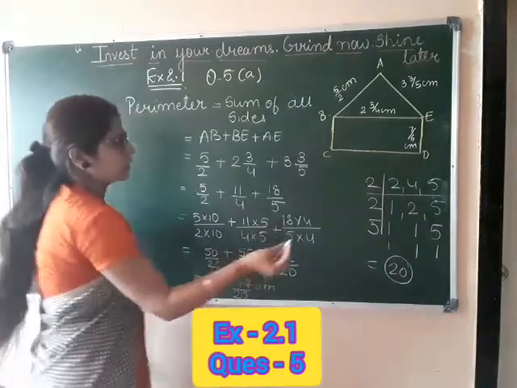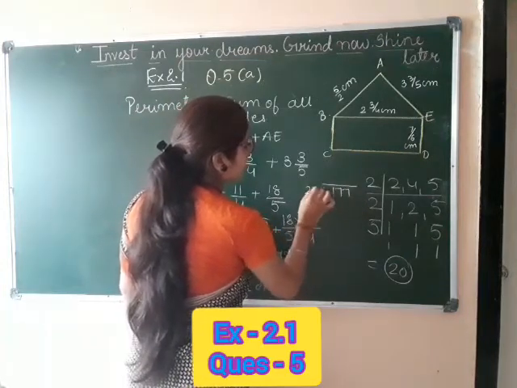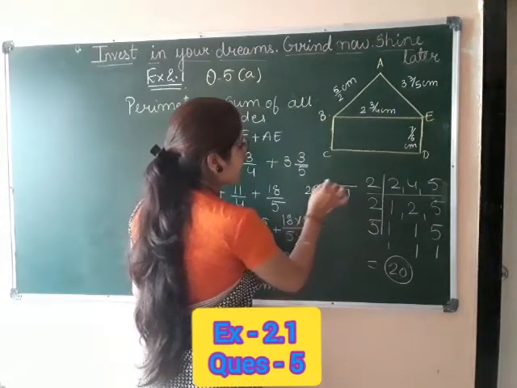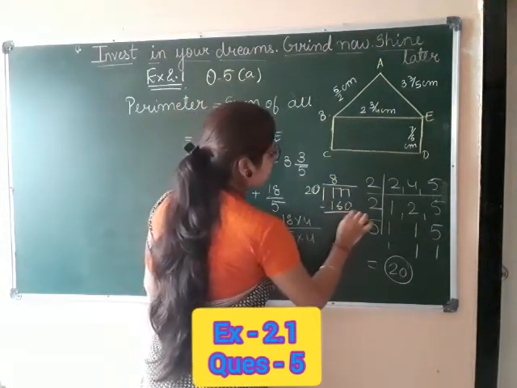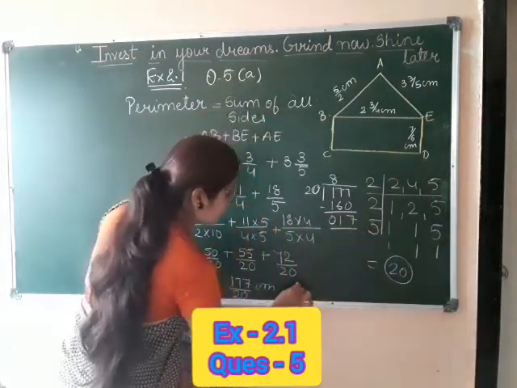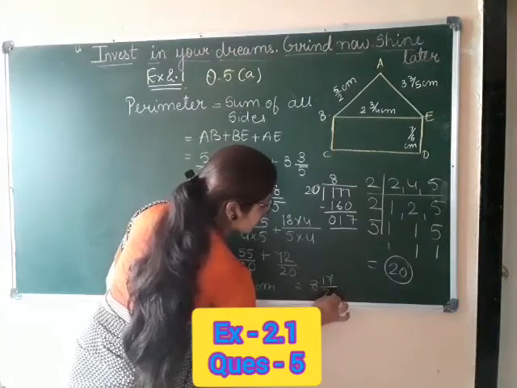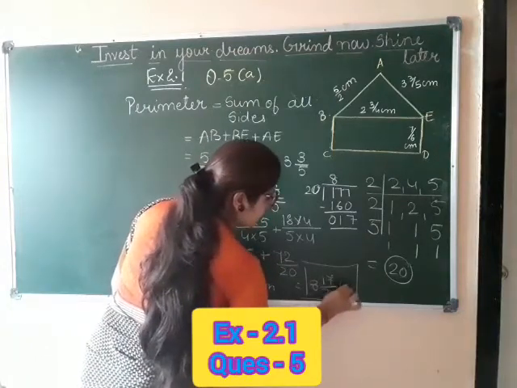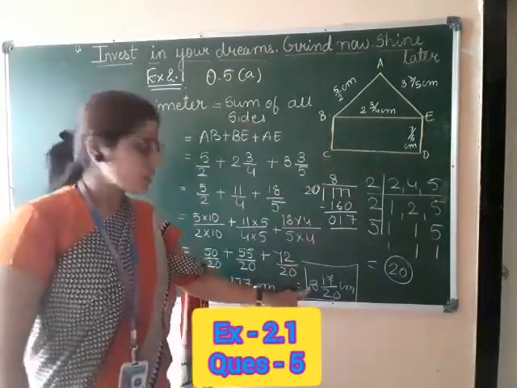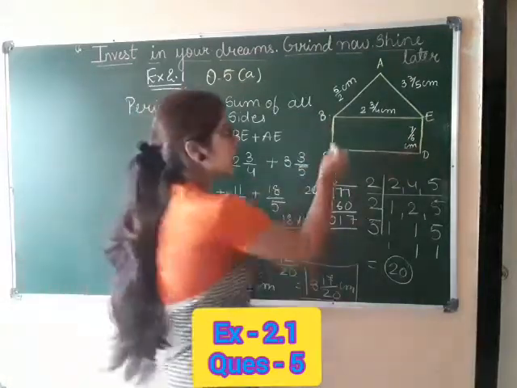Mixed fraction, we will divide here and check. 177 divided by 20. 8 twenties are 160, remainder 17. That means 8 17 upon 20 centimeter. What is the perimeter of triangle ABE? It is 8 17 upon 20. Now we will find the perimeter of this part.